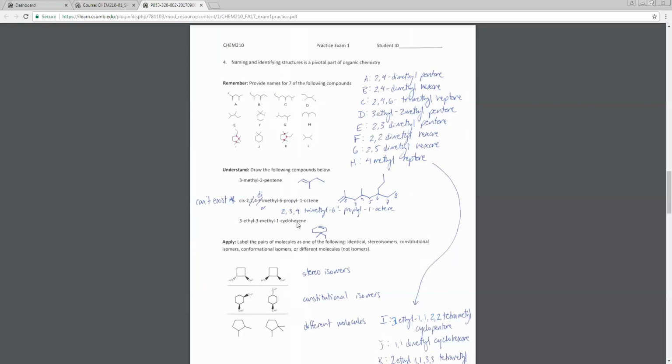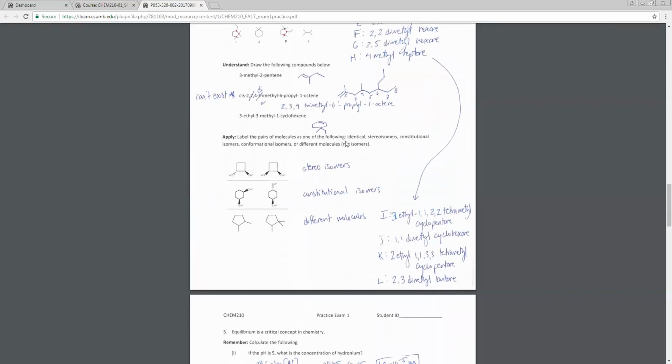And then 3-ethyl, 3-methyl, 1-cyclohexene. Right, so draw my cyclo, add the hexene at the 1 position. 1, 2, 3 is where I should actually see these substituents. So I would move these over just 1, because right now they're at the 4 position. Sorry about that. It's an example of 2 different versions of an exam.